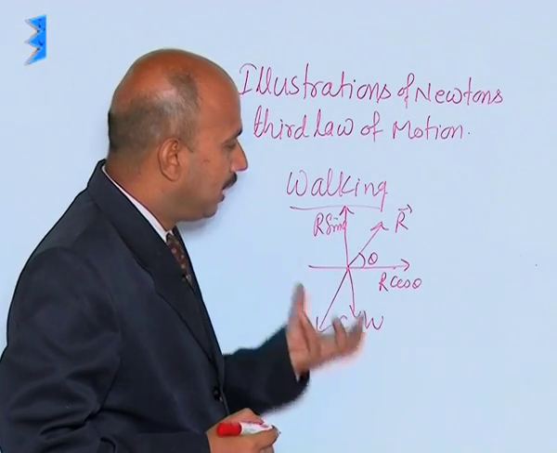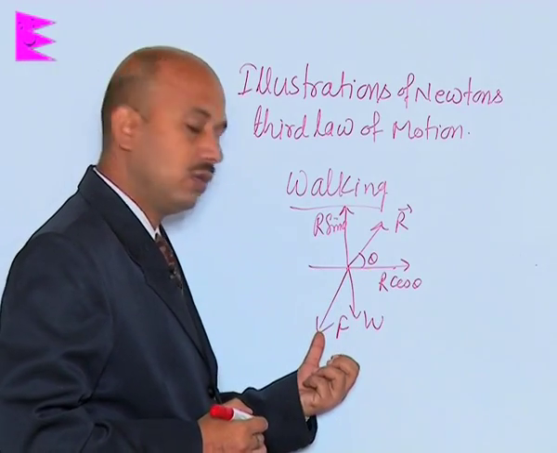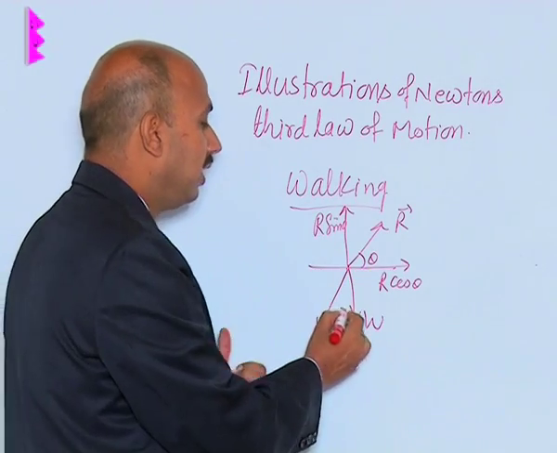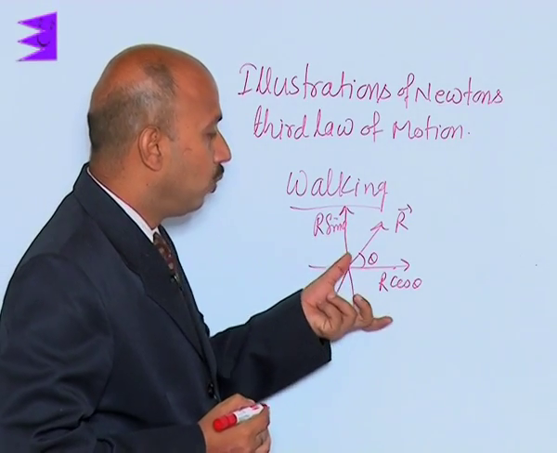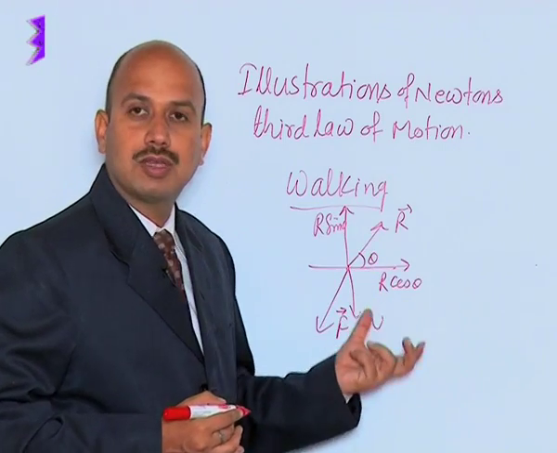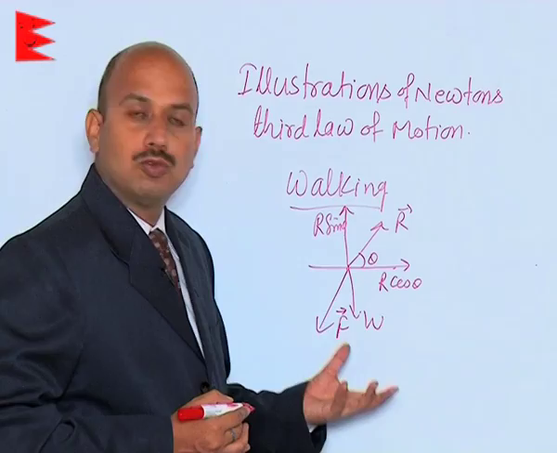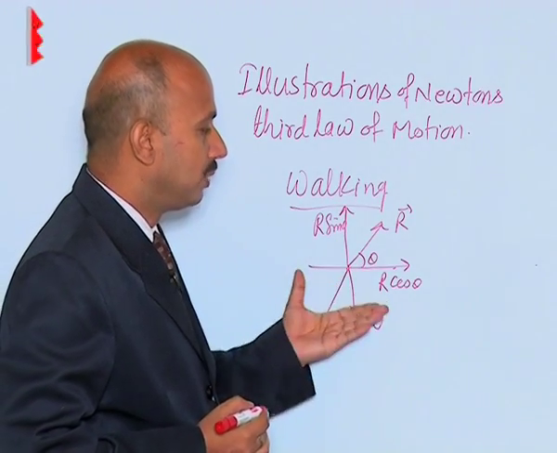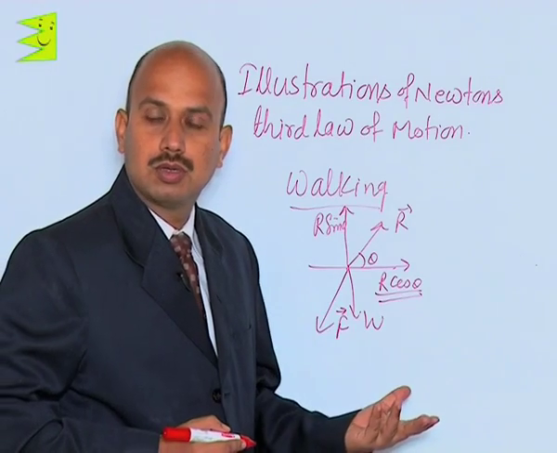So, actually we have taken here the force applied by the man while walking on the ground, that is F, and he is getting the reaction R, and we are taking two components of this R, R cos theta and R sin theta, and weight W is acting vertically downward. So, see here, due to the component of the reaction R cos theta, the man is able to walk.